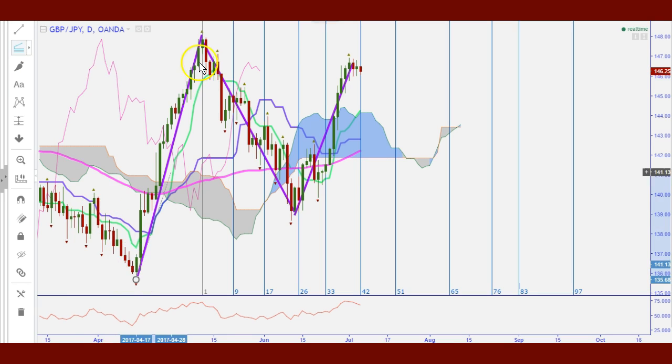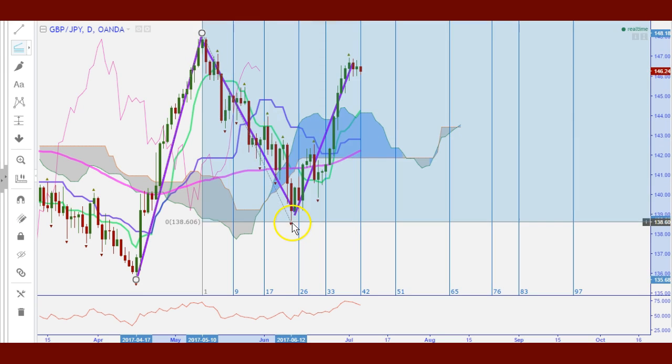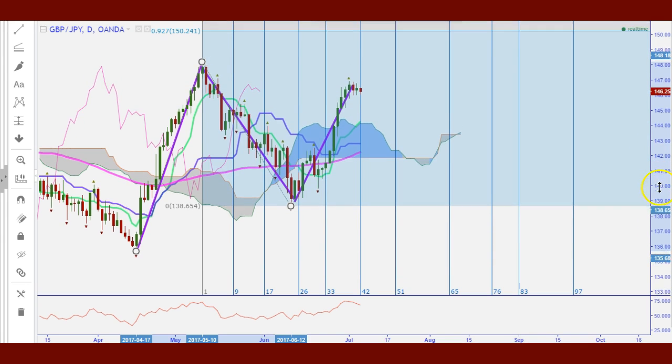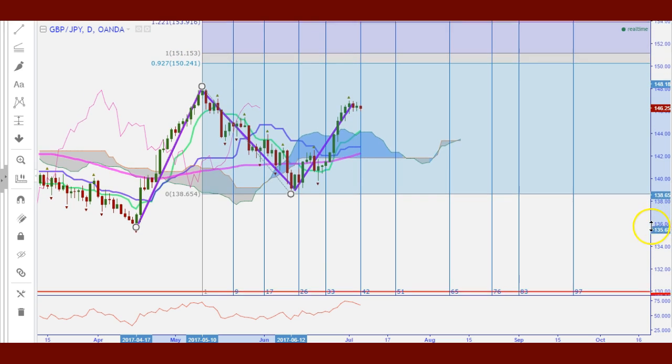Boom, boom, and boom. So we would think that based off of Ichimoku and everything that we know, that this market is going to move and finish and reach up to this point here.